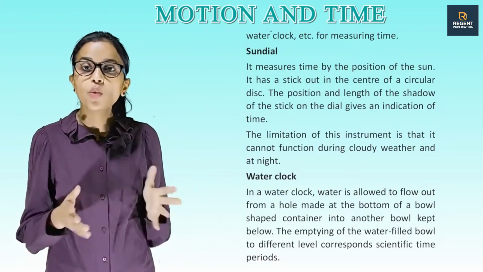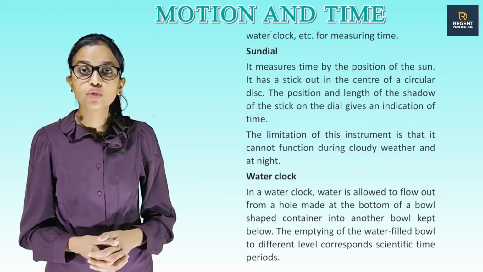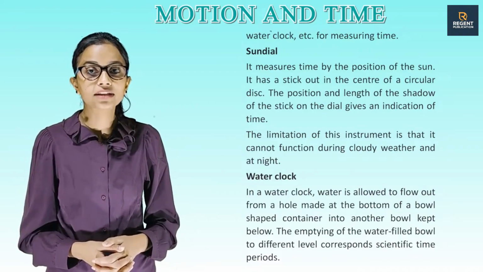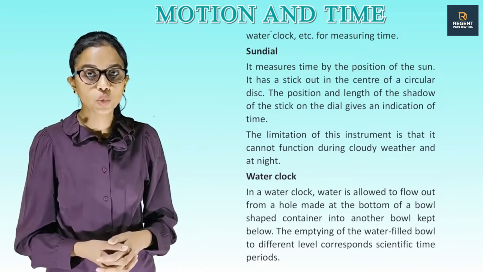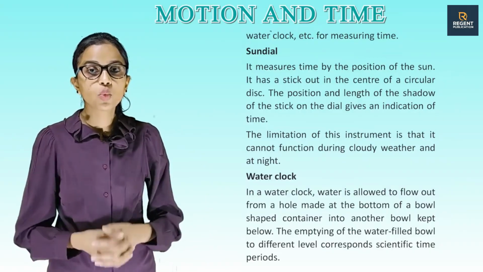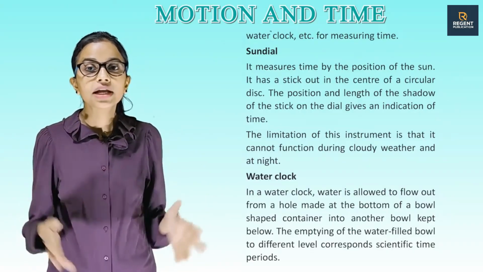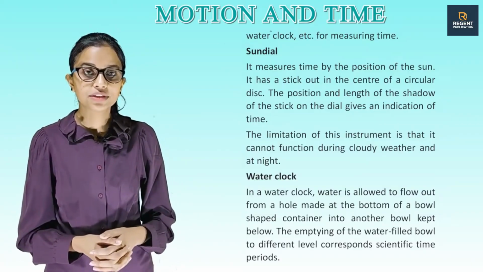Water clock. In a water clock, water is allowed to flow out from a hole made at the bottom of a bowl-shaped container into another bowl kept below. The emptying of the water-filled bowl to different levels corresponds to specific time periods.